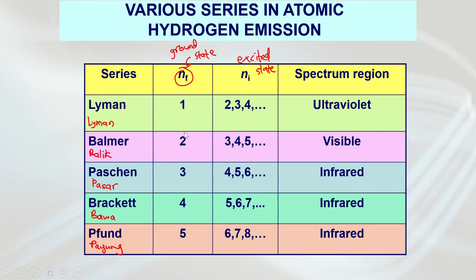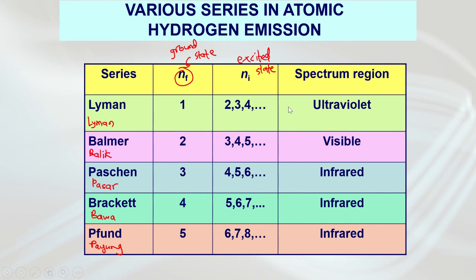As for Balmer, the ground state is n equal to 2, so that means the excited state is from higher energy levels 3, 4, 5 and so on. The same for Paschen, Brackett and Pfund. So you need to memorize this. And also need to memorize the spectrum region.